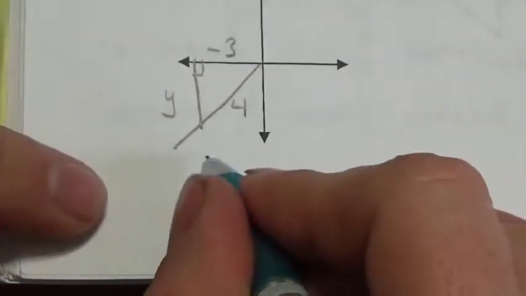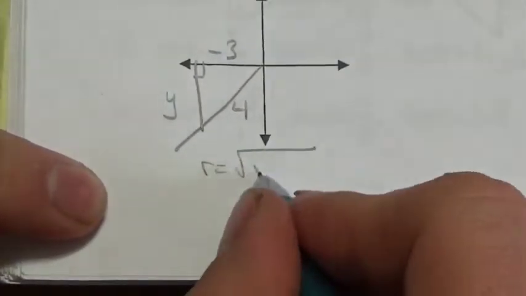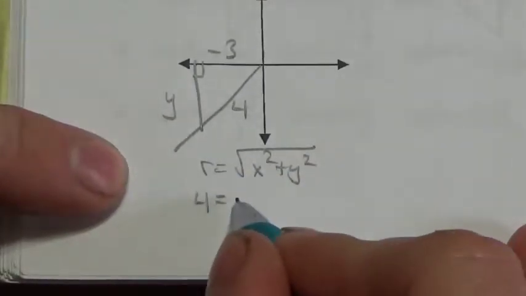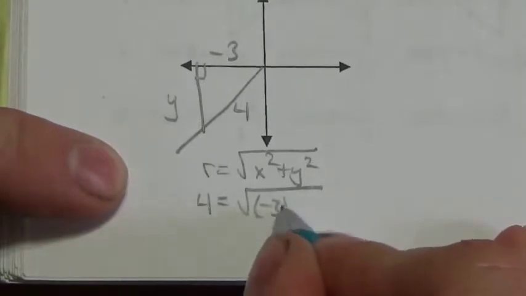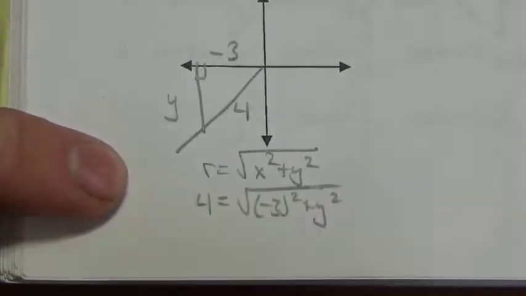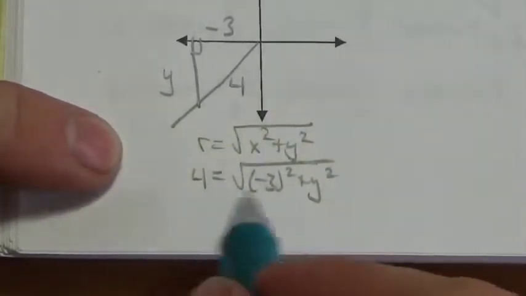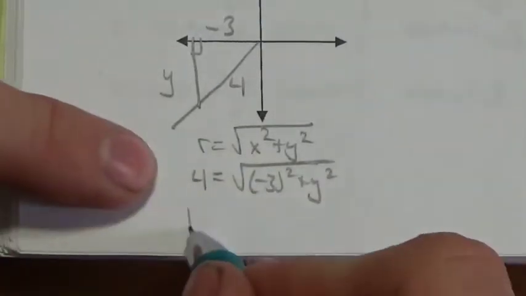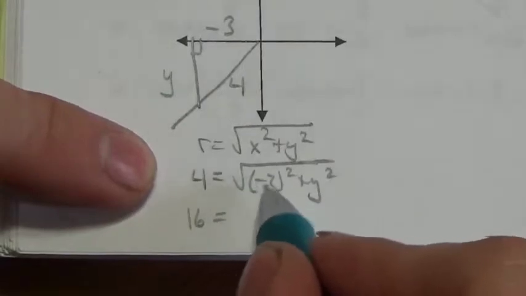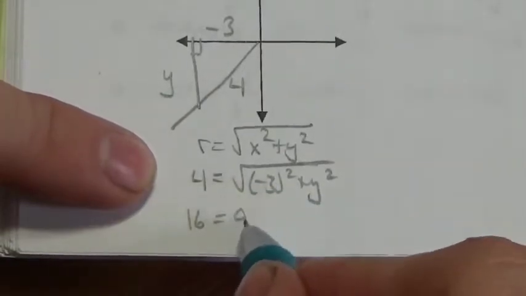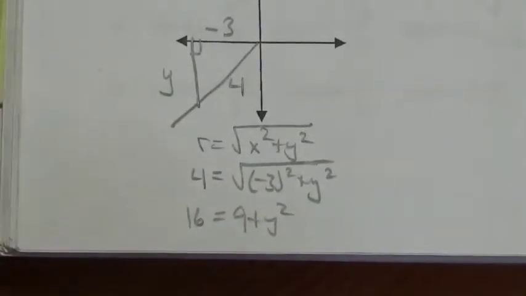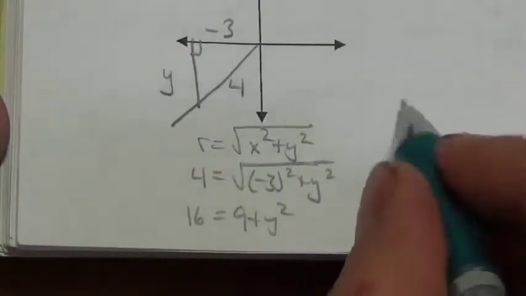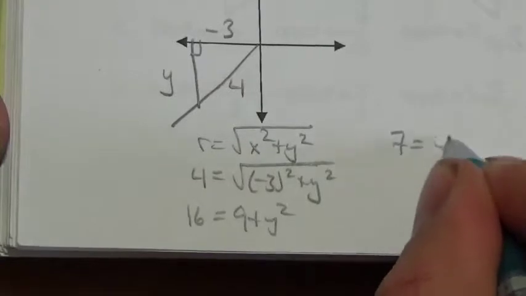R is the square root of x squared plus y squared. So in this case, I know 4 is going to equal the square root of -3 squared plus y squared. Well, to get into this radical here, I have to get rid of the square root. So I'm going to square both sides. That'll get me 16 is equal to, and now -3 squared will be 9 plus y squared. I'm going to subtract the 9 from both sides, and that will get me 7 is equal to y squared.